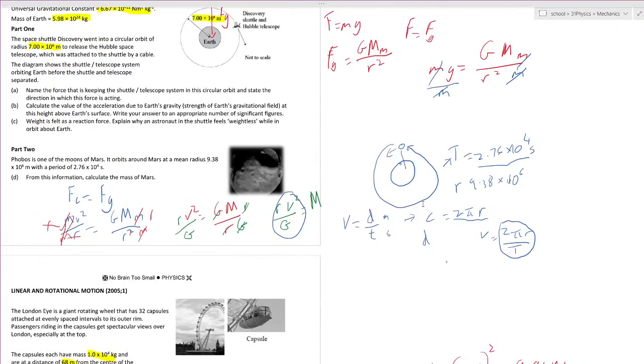Okay, this is the little bit here I was doing. So velocity is equal to d over t, which is meters per second. The circumference is 2 times pi times r. The velocity is going to equal 2 pi times r divided by the period. The time is equivalent to the period, which is 2.74.